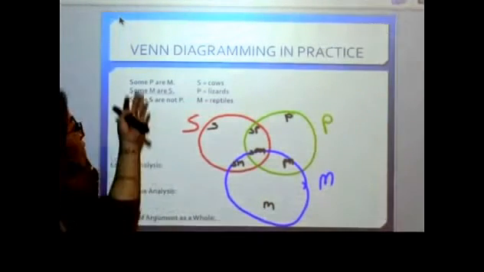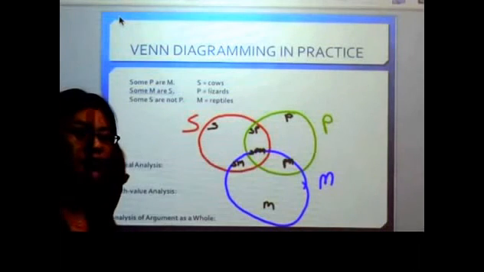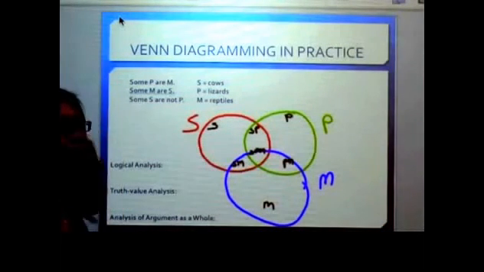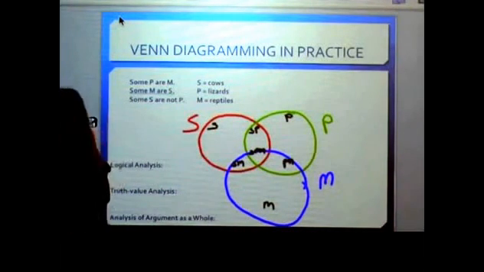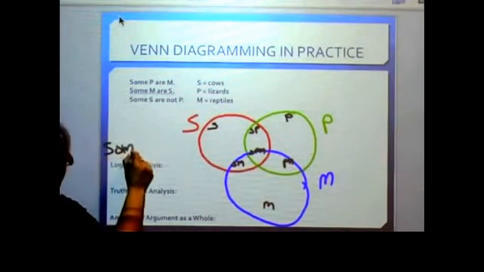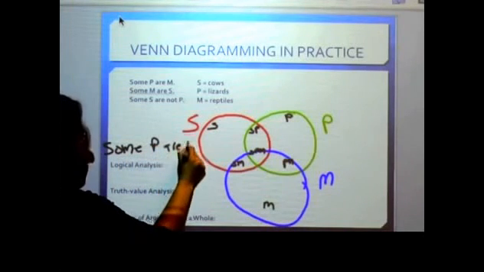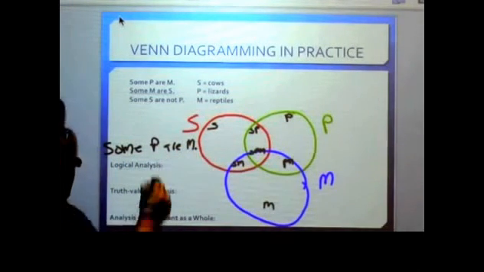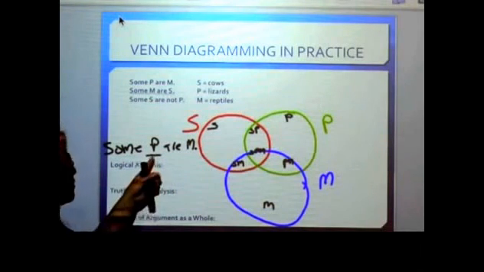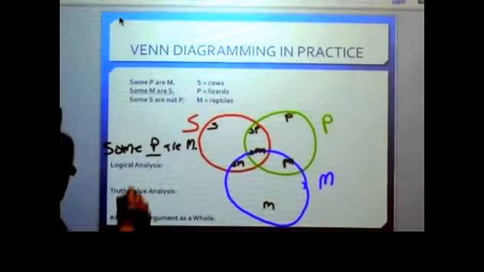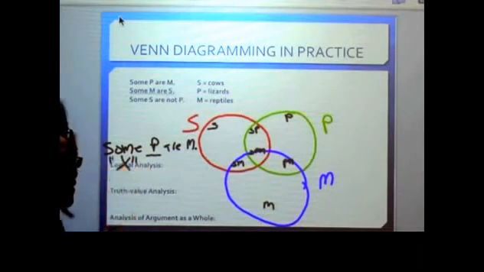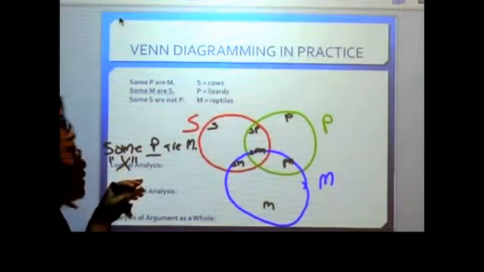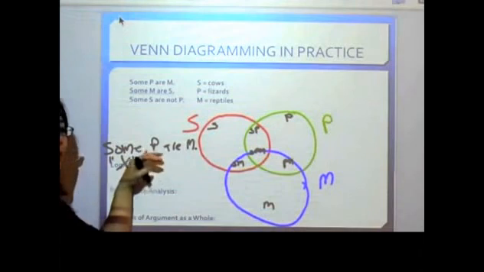Now if we look at the premises here, we notice that both of the premises are particular premises, so it doesn't actually matter which premise we diagram first. I'm going to go ahead and diagram the major premise first. The major premise is some P are M. We're going to do all our diagramming inside the P circle, which is the subject circle of the statement we are diagramming. Because this is a particular statement, we're going to use an X to place inside the area where something is a P and an M.